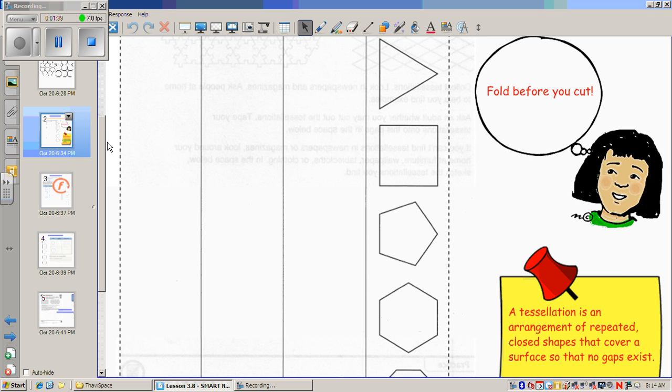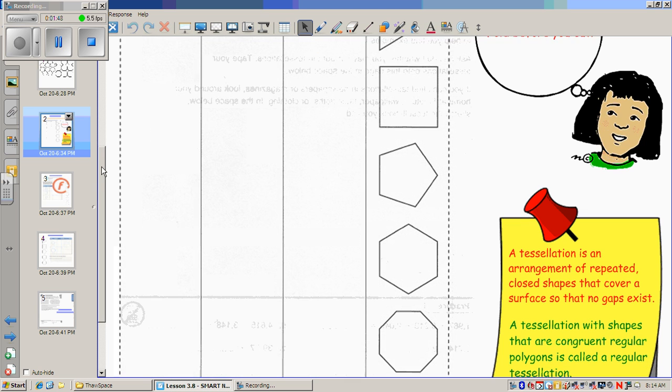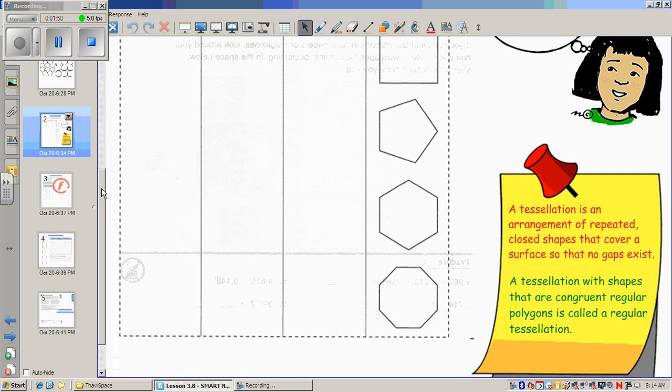So a tessellation is an arrangement of repeated closed shapes that cover a surface so that no gaps exist, and that's really the key. And a tessellation with shapes that are congruent, regular polygons, is called a regular tessellation. In yesterday's lesson, it talked about what a regular polygon is and what polygons are. So hopefully you do know what polygons are, and the regular polygons are called a regular tessellation, which I hope makes sense. All right, let's move on.